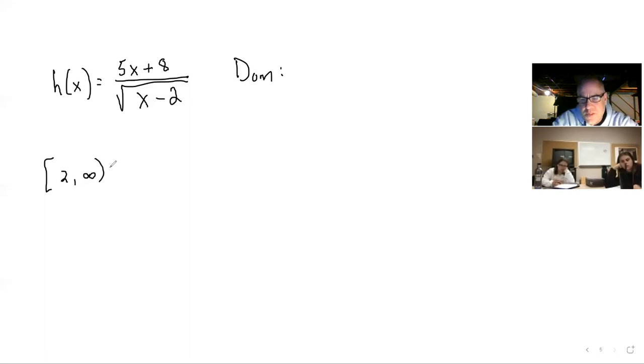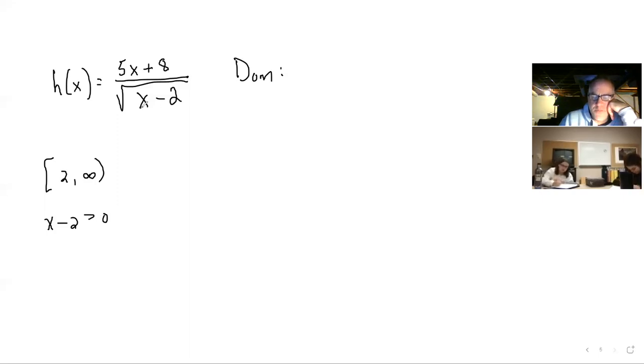You're really close, but it's off a little bit, which is why I wanted to do this one. This one's actually combining both things. You've got a variable in the denominator, and you've got the square root in the denominator. The only issue is you took the x minus 2 and said I need that to be greater than or equal to 0. But actually, on this one, it's strictly greater than 0.